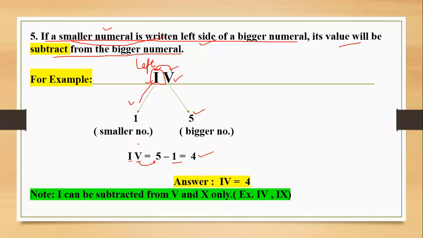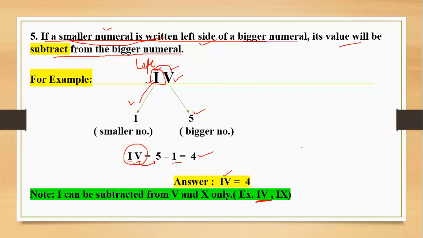And this is the notation of number 4 in Roman numerals. So we will write 4 as IV. But we have to note one thing. I can be subtracted from V and X only. For example, we have already seen the example for 4.